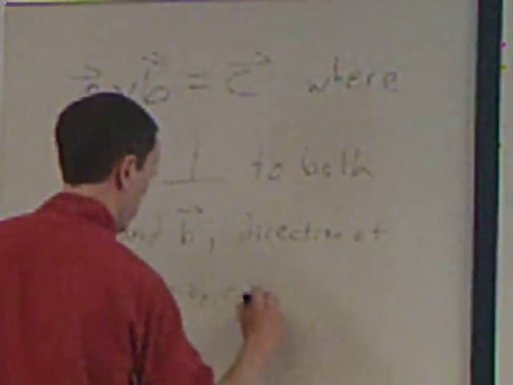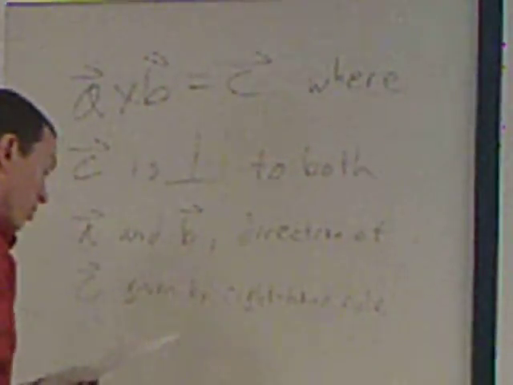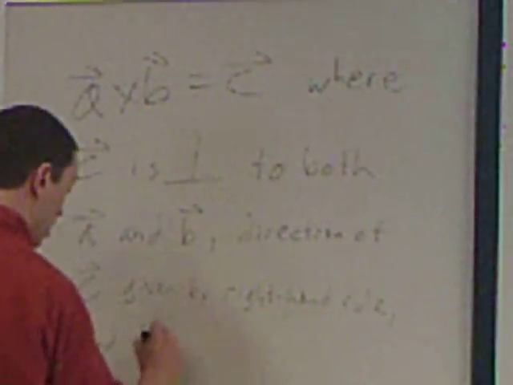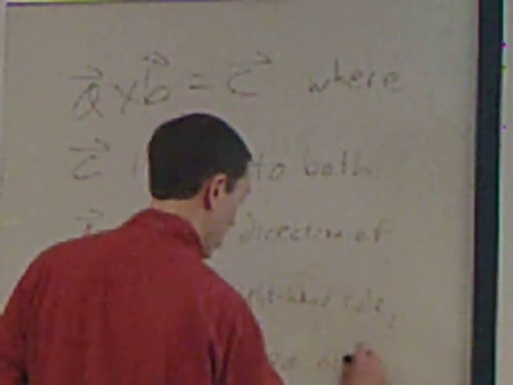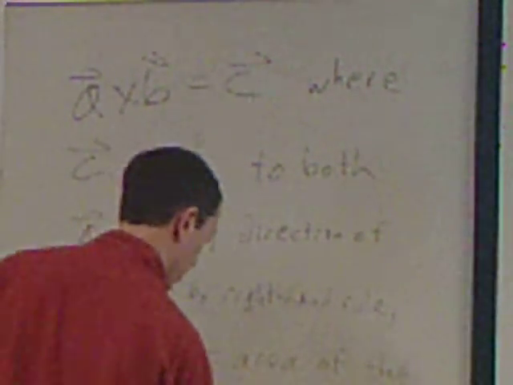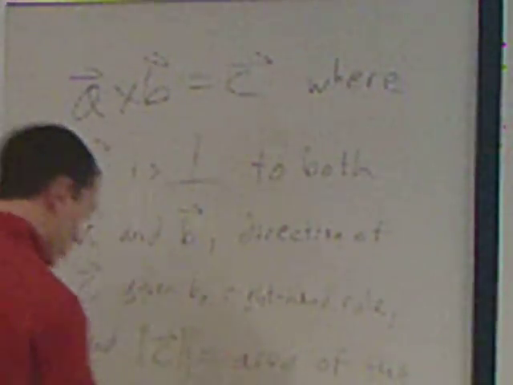By right-hand rule. And the magnitude of C equals the area of the parallelogram defined by A and B. That, in sort of geometric terms, is what the cross product is.